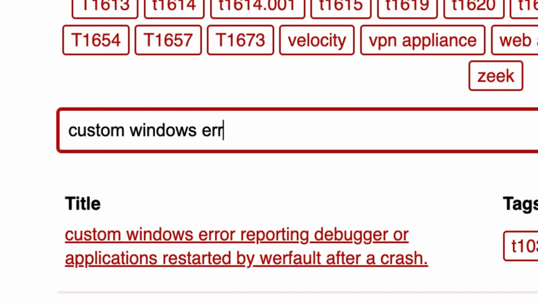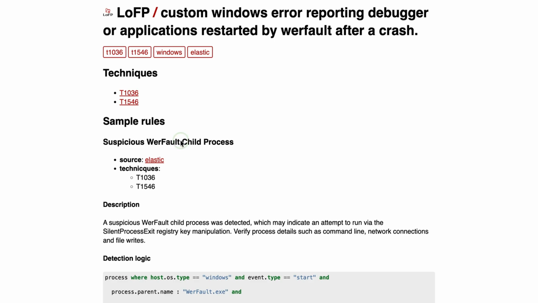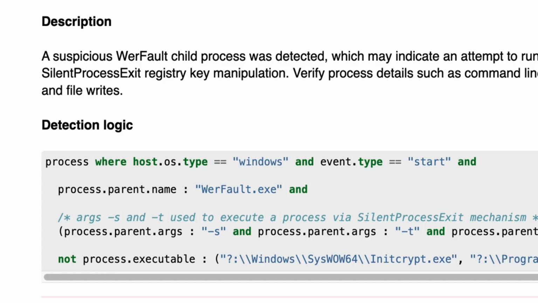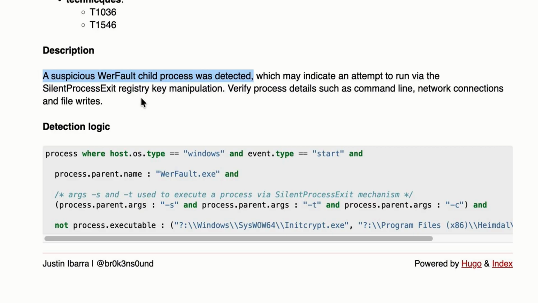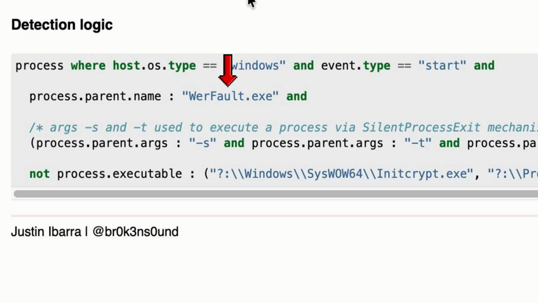Let's look at one common example, which is when a Windows application crashes. WerFault is an error reporting process in Windows. When an application crashes, WerFault will produce a child process, which is a snapshot of the failing application. Based on the description, a suspicious WerFault child process was detected. That means an application crashed and the Windows WerFault program was triggered with the following command line arguments. Monitoring tools will typically ignore this event since WerFault is a legitimate process in Windows.